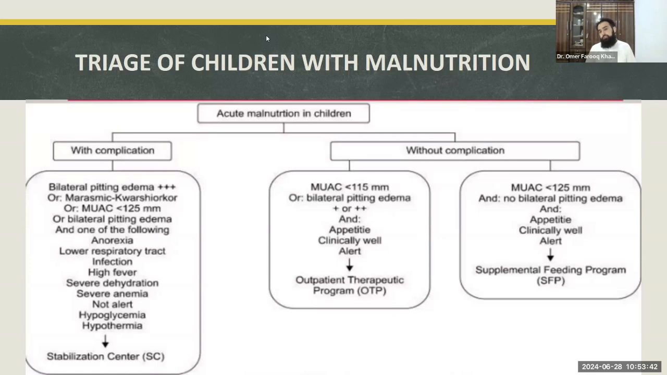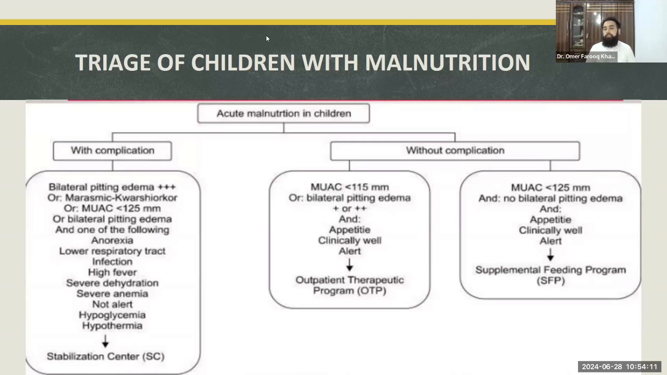And then there are children who are acutely malnourished but without complications. Their mid upper arm circumference is less than 125 millimeter. There is edema, but their appetite is good. They are clinically vitally stable. They are not in shock. They are not having high fever. They are not showing any signs of dehydration. They have no sunken eyes and they are alert, playful.